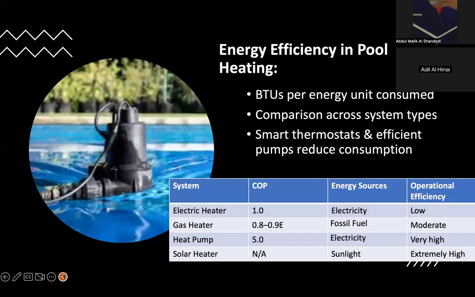Moving into energy efficiency considerations, efficiency is central to heating system selection. Key performance indicators include coefficient of performance (COP) and BTU per kilowatt-hour. This is the table that shows the comparison between systems in terms of COP, energy sources, and operational efficiency.